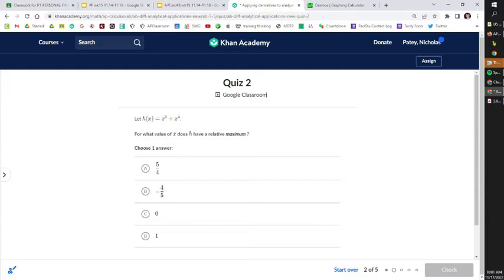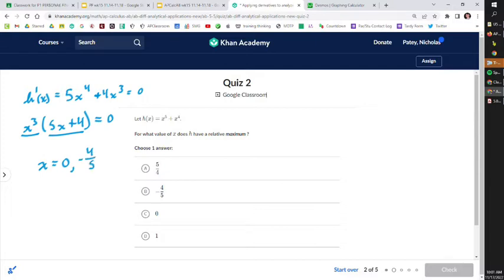So the first thing we need is h prime. So we have h, and if we take the derivative of that, we get 5x to the fourth plus 4x to the third. Now what we're trying to do is set this equal to 0 to find our critical values. I'm going to factor out x to the third, and I get 5x plus 4. Okay, so what are my two x values? Well, you take each of these factors and set them equal to 0, and I get x equals 0 and negative 4 over 5.